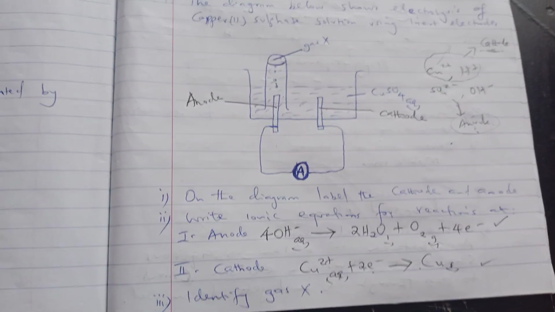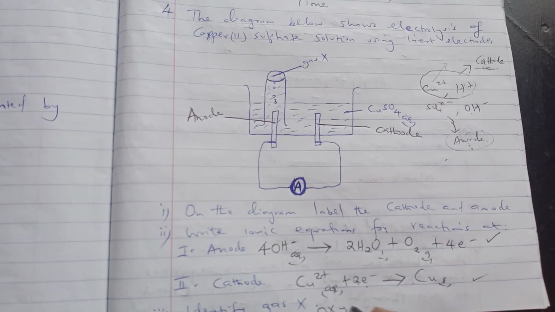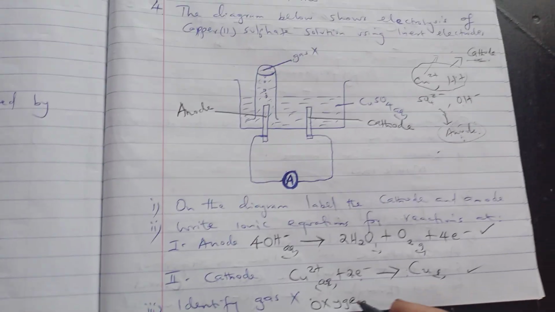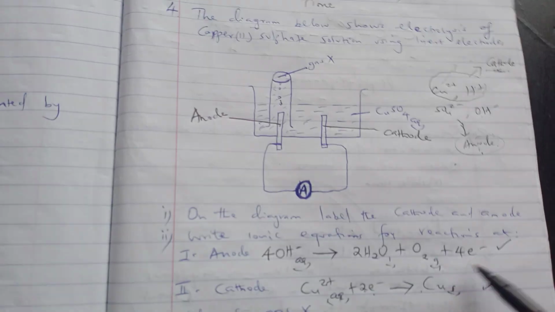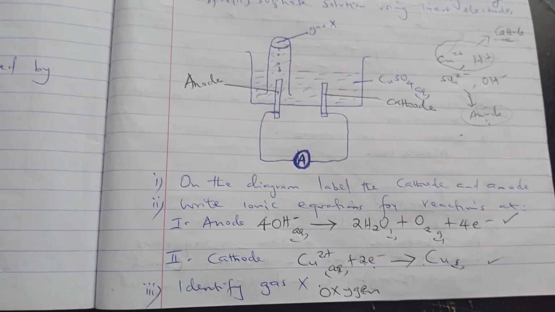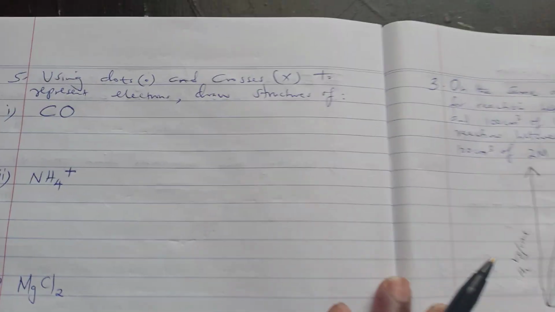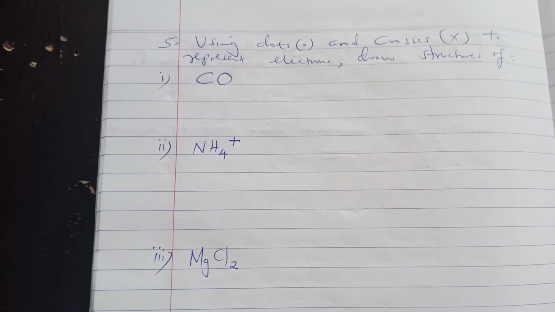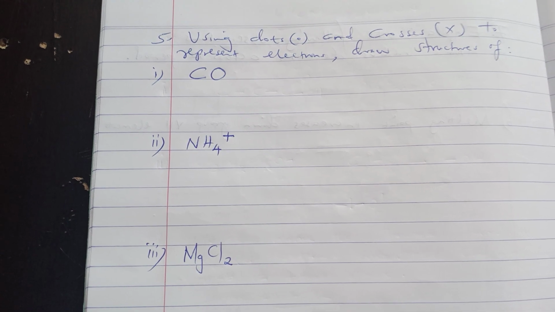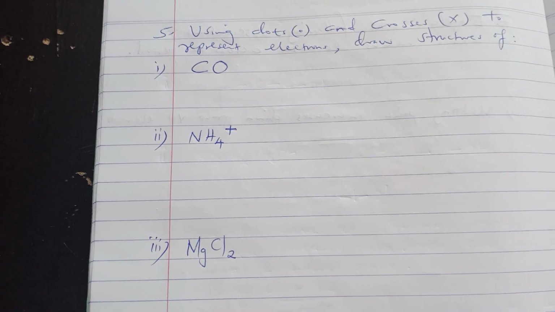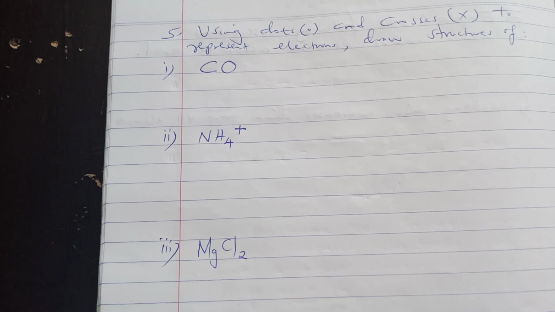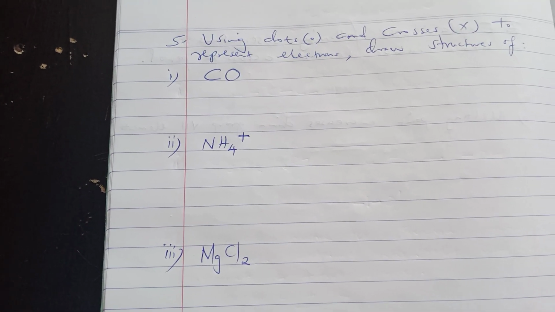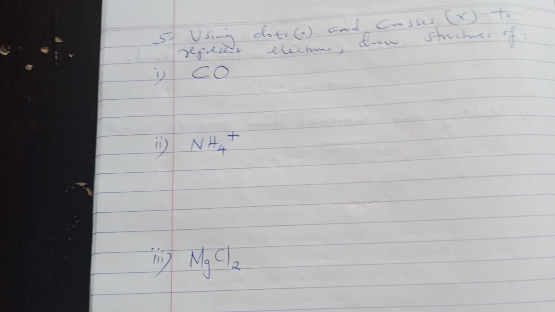And then you are told identify gas X. Gas X can only be oxygen gas, nothing else. Because now we said this is the anode, and the anode is giving oxygen, so the gas is oxygen gas. Then we go to the next. The next question is question 5. And question 5 says that using dots and crosses to represent electrons, draw structures of carbon 2 oxide, ammonium ion, and magnesium chloride. I believe that this one is very simple.